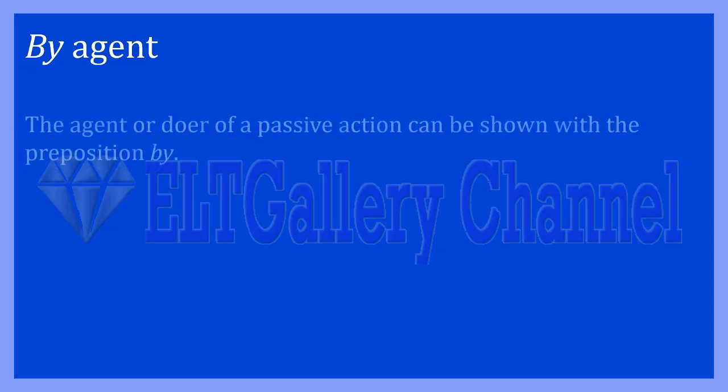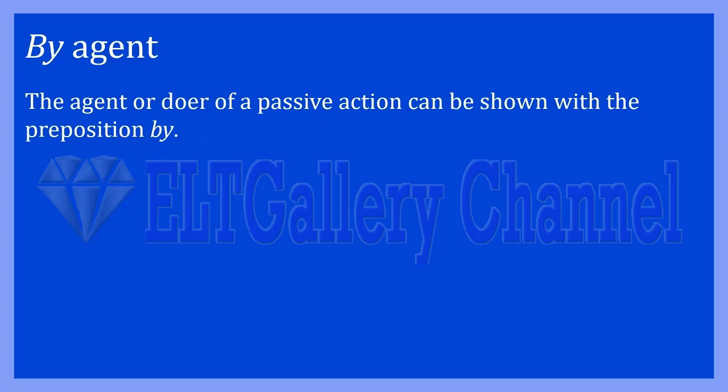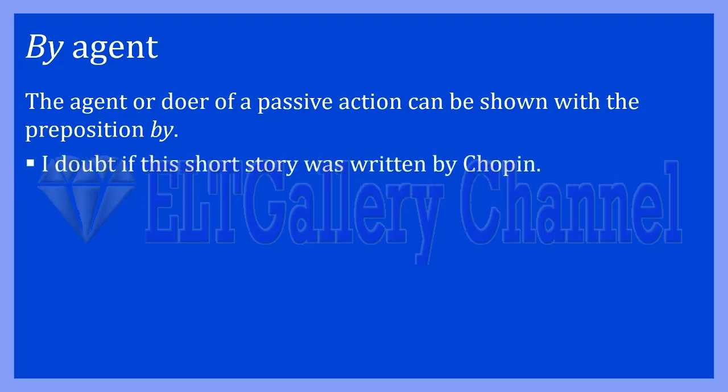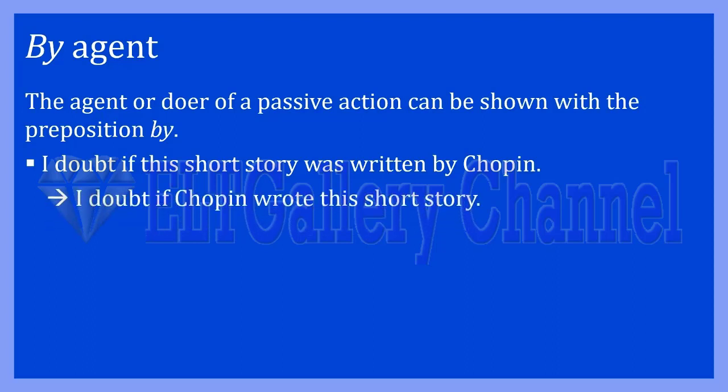And then next we have the by-agent. The by-agent, we have "by" and then the agent. We have a noun phrase, by agent. The agent, the doer of a passive action, can be shown with the preposition "by." So we use the preposition "by" to show the doer of the action. For example, I doubt if the short story was written by Chopin. So I doubt if this short story was written by Chopin. Here, Chopin is the agent, the person who wrote the story, but it has a different meaning if you make it active. We say, I doubt if Chopin. So we have two different things here.